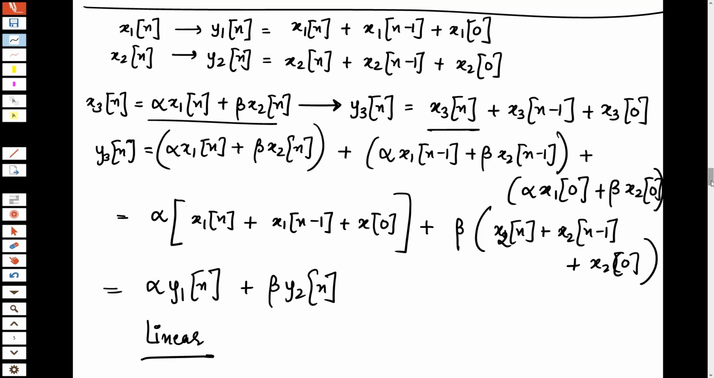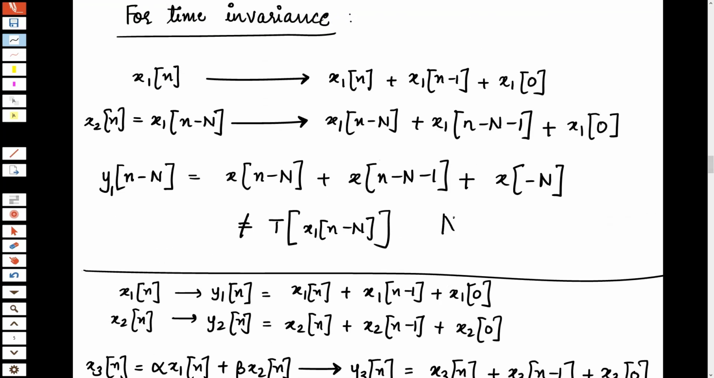So this system is linear but not time invariant. Or the system is time variant.